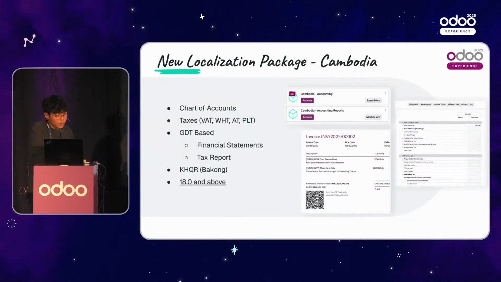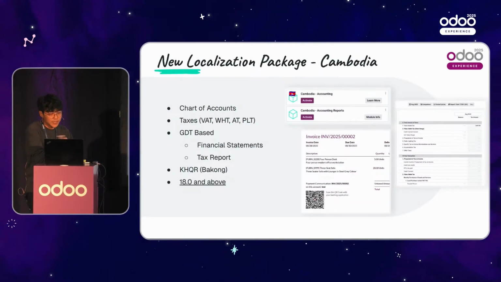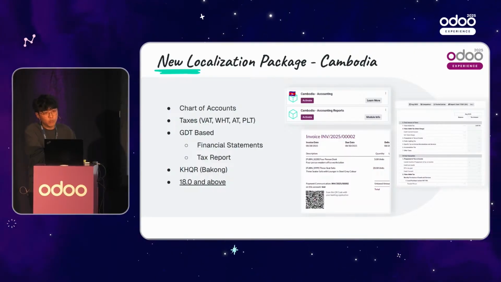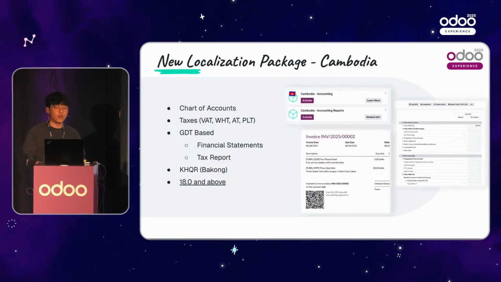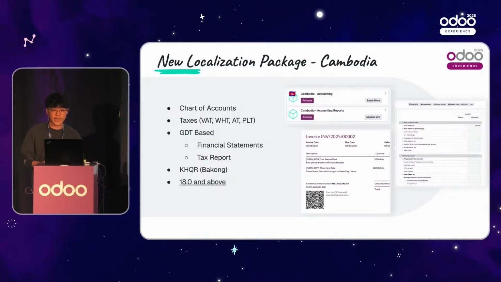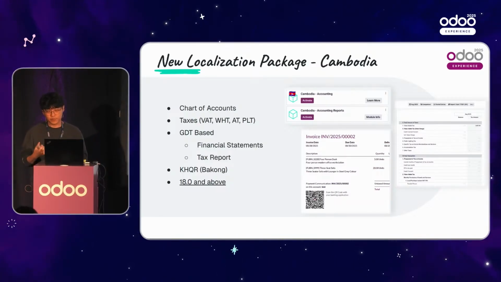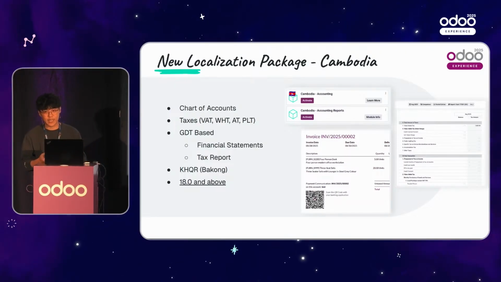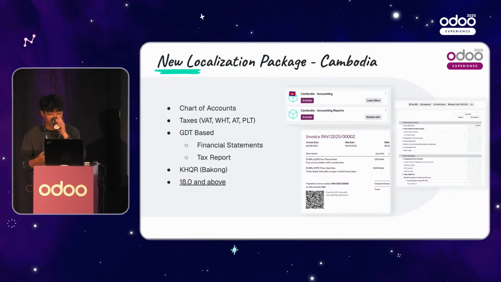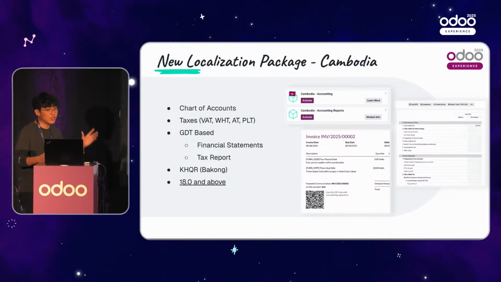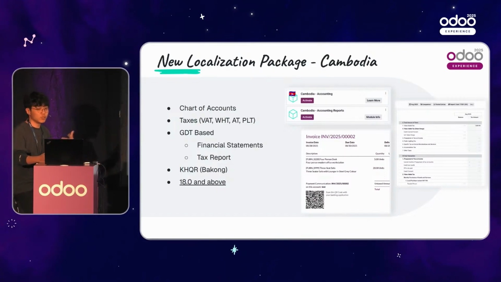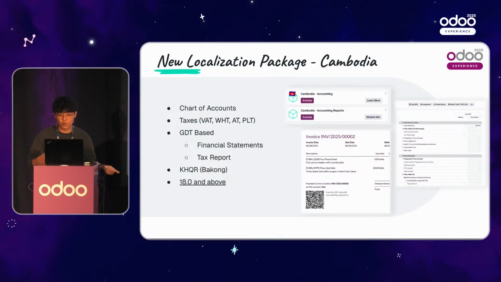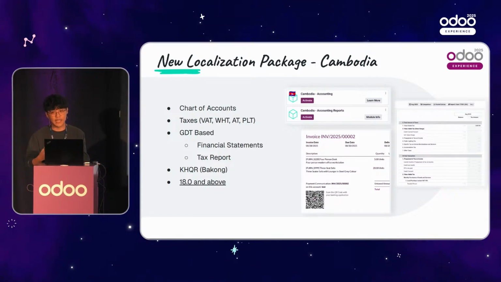We start with Cambodia here, and just as we normally include in new localization packages, we included a chart of accounts and taxes, including VAT, withholding tax, accommodation tax, and the public lighting tax, which are the essential taxes to be managed in Cambodia. We also use this chart of accounts and taxes to generate a GDT-based financial report, which includes the profit and loss report, balance sheet, and also the tax report that is needed, including VAT.